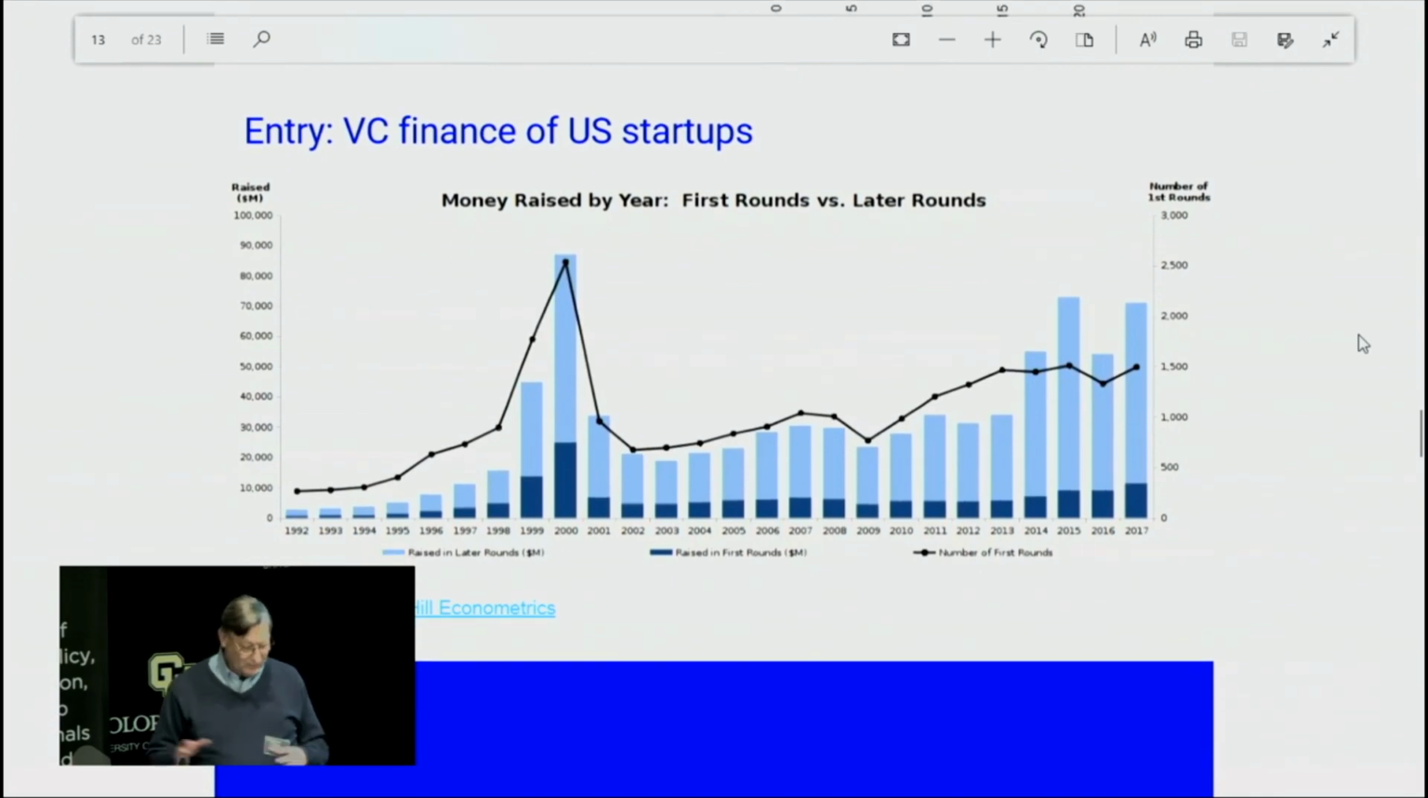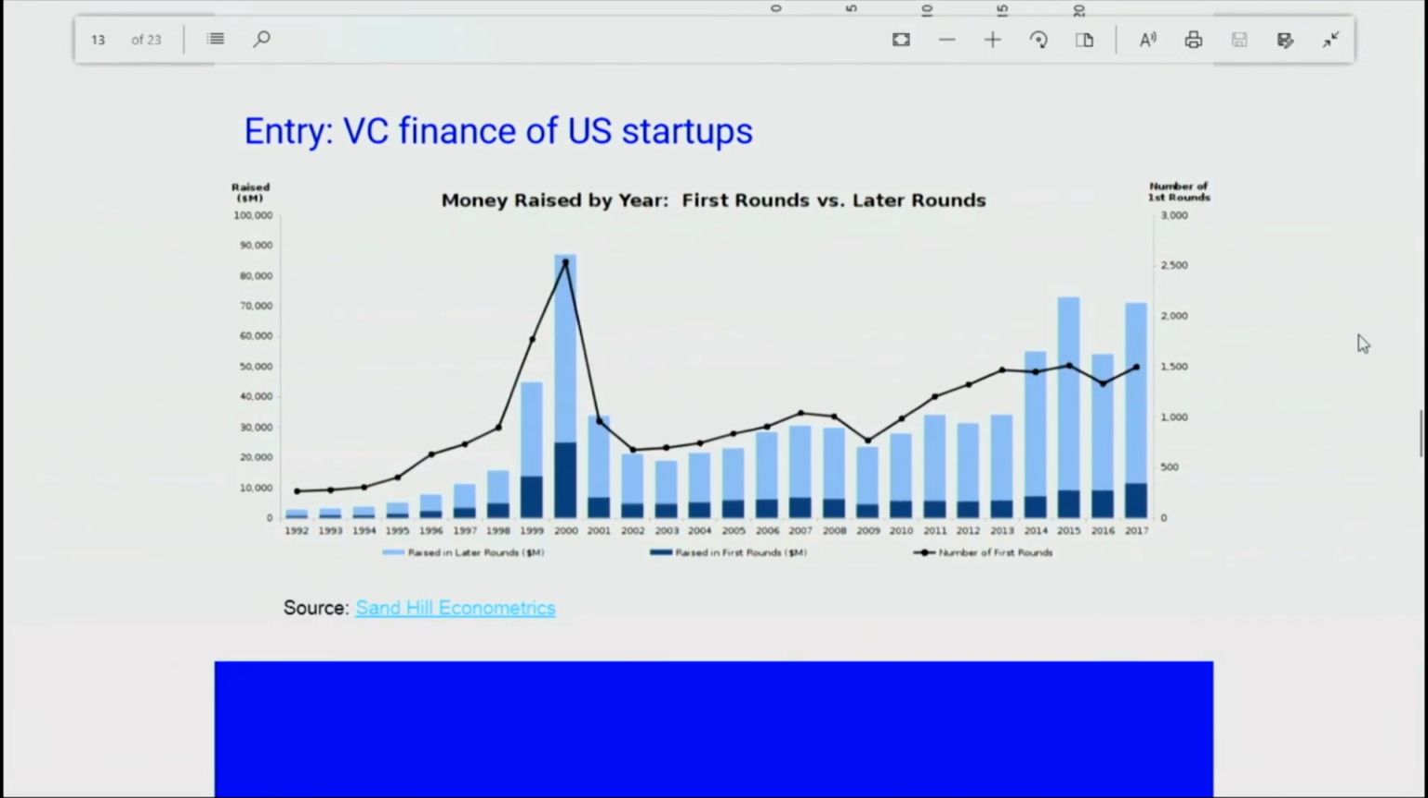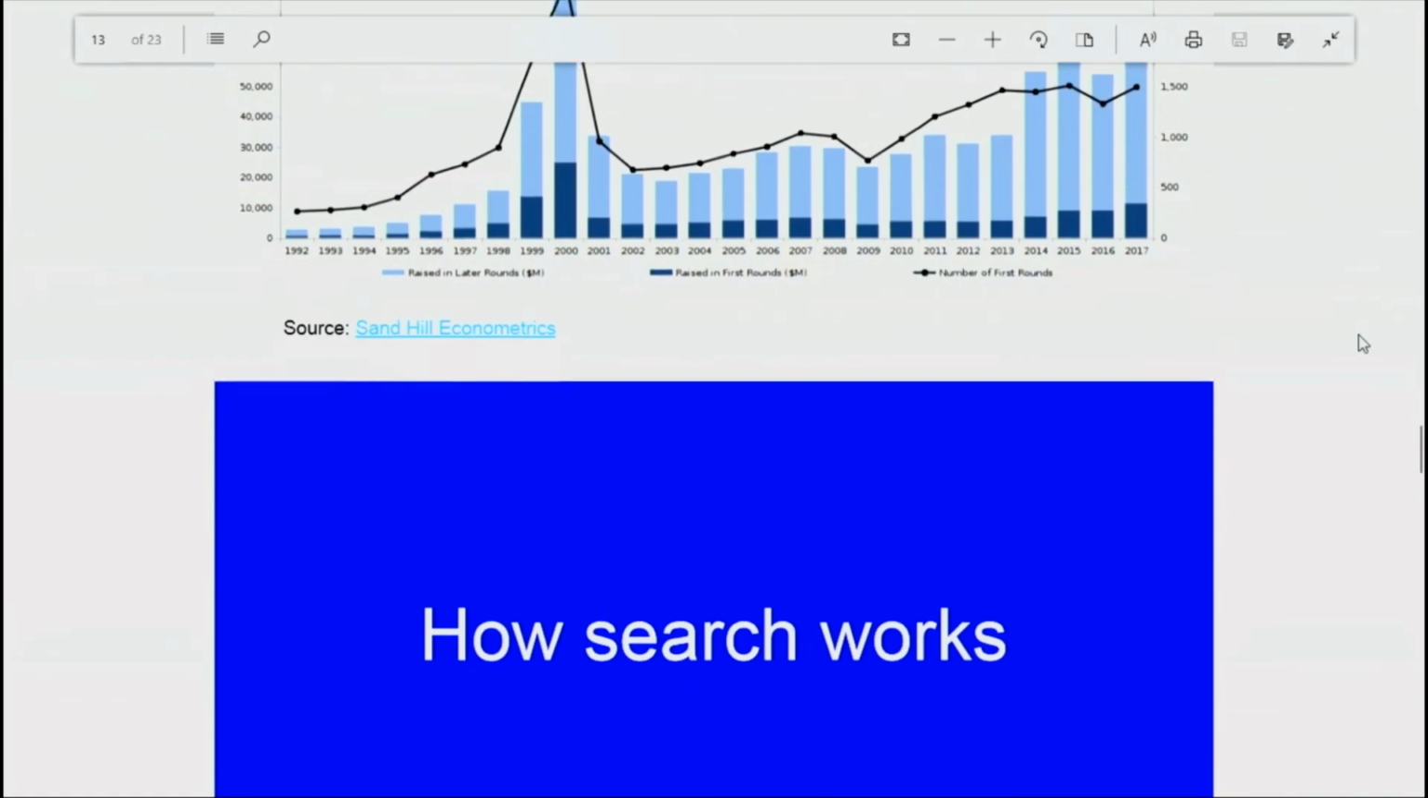Startups. Little companies, we're now moving from the big companies to the little companies. This is a chart of venture capital finance of US startups. The big peak was back in 2000. In 2008, that bar stops at 2017. In 2018, we finally surpassed that dot-com bubble of 2000. So you can see very heavy investment in venture capital funded firms.